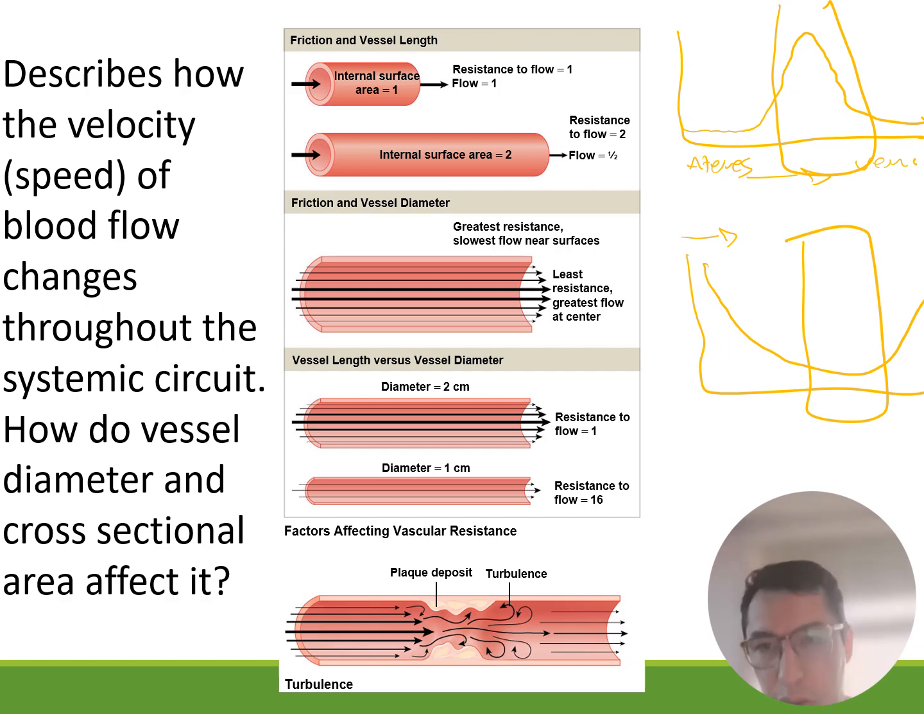The flow is decreased significantly here, and that is important because it allows for exchange. So as cross-sectional area increases, it decreases flow. All right, so how does cross-sectional diameter affect it? As it decreases cross-sectional area, either in the venules or the arteries, we increase flow again. Here is higher, here is higher.